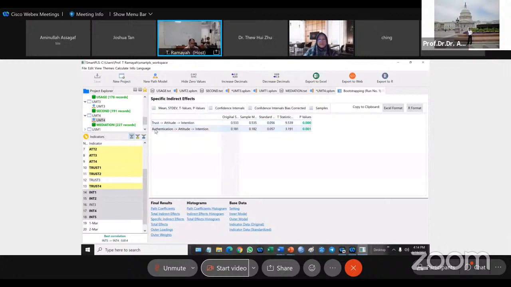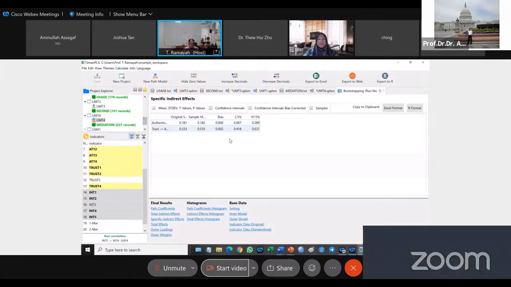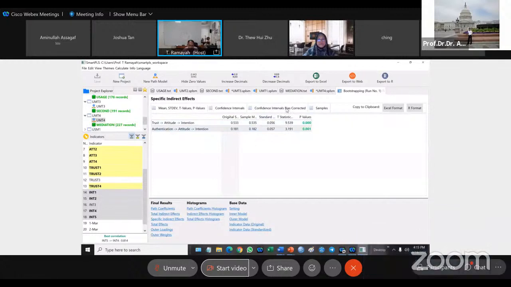Authentication to attitude, attitude to intention is also significant. And if you look at the bias corrected confidence interval, lower limit is positive, upper limit is positive. For the second one also, lower limit is positive, upper limit is also positive. That confirms that the mediation is significant. So to report, you will first report the indirect effect here. This is the indirect effect. And in the confidence interval, you will report the lower limit and the upper limit.